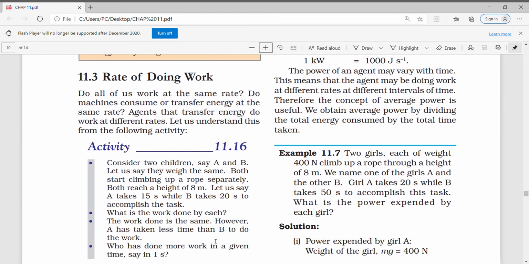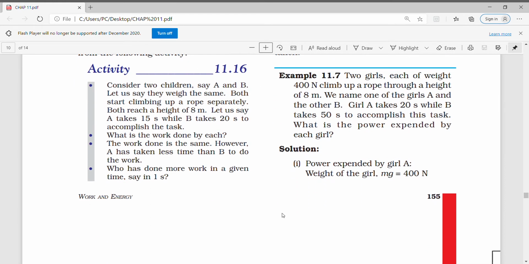Yes, 11.7. Two girls, each of weight 400 Newton, climb up a rope through a height of 8 meters. We name one of the girls A and the other B. Girl A takes 20 seconds while B takes 50 seconds to accomplish this task. What is the power expended by each girl? So in this case, you are to calculate the power expended by girl A and power expended by girl B.